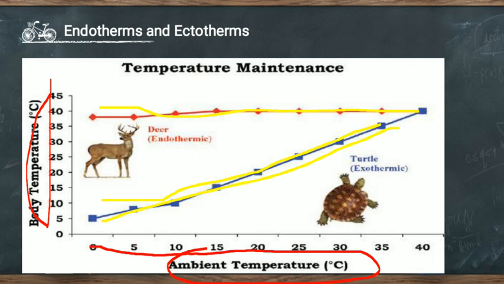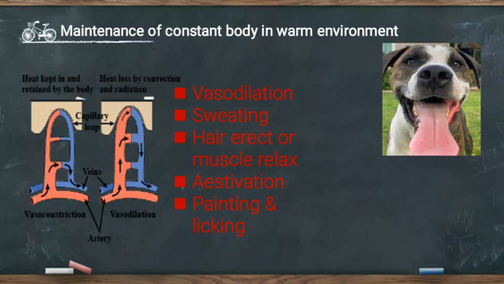Moving forward, how do living organisms maintain constant body temperature in warm environments? They apply different mechanisms. Some of them are physiological, others are behavioral. And one of the mechanisms is the mechanism of vasodilation.